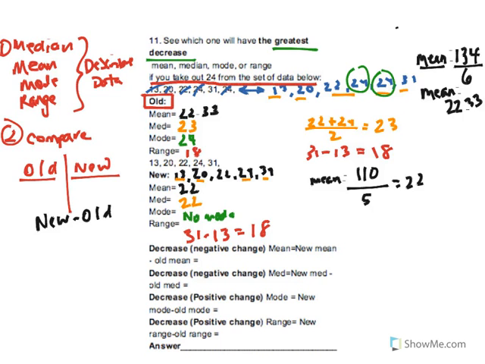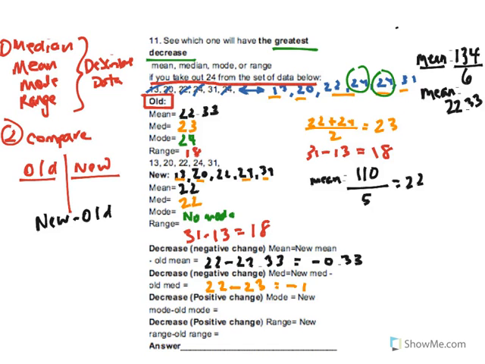So the new mean here is 22 minus the old mean, which is 22.33. So the change is going to be minus 0.33. We want to find the decrease from the old median to the new median. So we do new median minus old median. We do 22 minus the old median, which is 23. So the median went down 1.